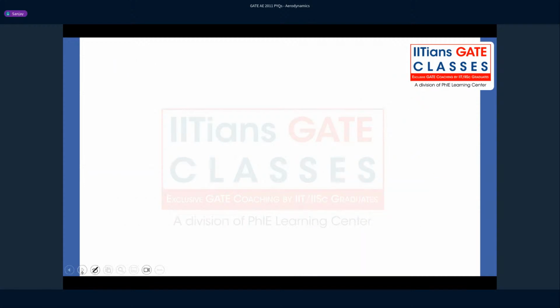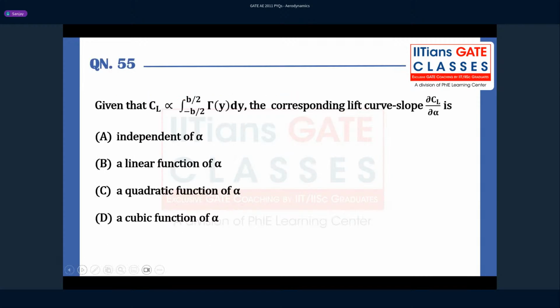Let's now look at the next question, which is one of the subparts of the previous question. So it is again dependent upon the passage that was given to you. So this question says, given that CL is directly proportional to this integral, this integral is nothing but, again, a consequence of Kutta-Joukowski theorem, right? Because now your gamma is not constant. Your gamma is varying along the span of the wing. So to get the average gamma, you are going for integration. The corresponding lift curve slope dou CL by dou alpha is going to be what, right?